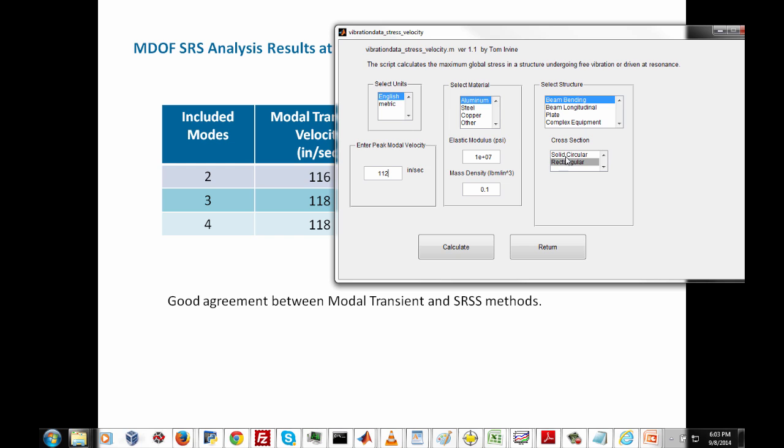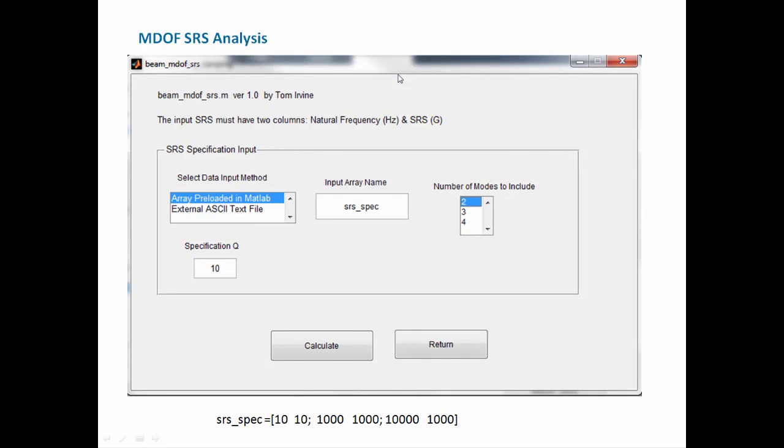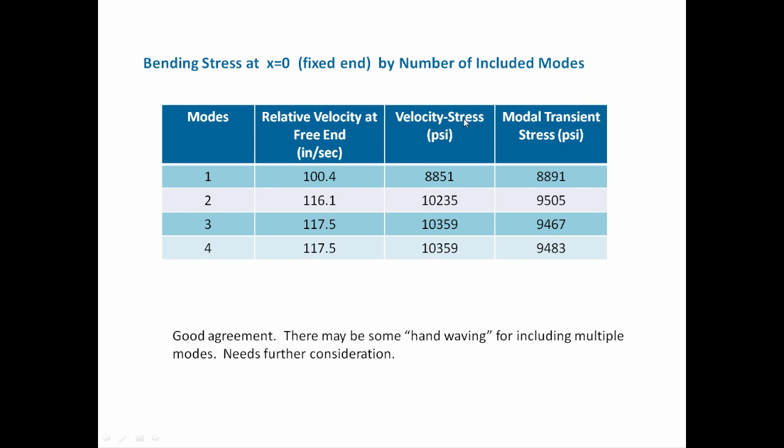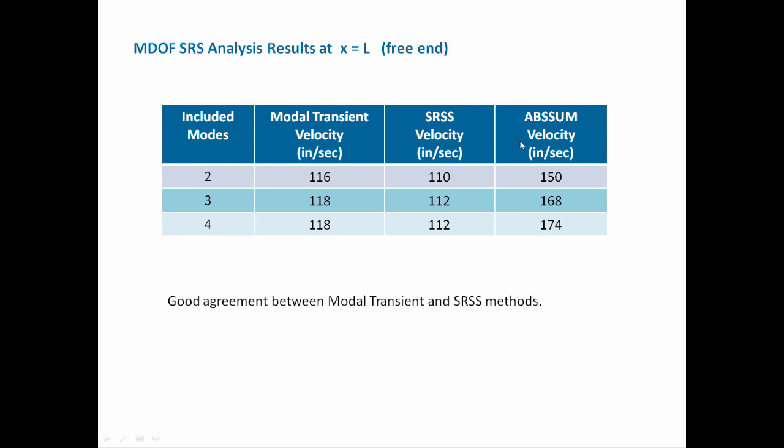Aluminum. Okay, we've got to be careful, get the right cross section. It is rectangular. Beam bending. Okay, wave speed about 200,000 inches per second, and the maximum stress is about 9,873.8 psi. And if we go back and look at a previous slide, yeah, that's a ballpark good number. So this is a roundabout way of saying if you're in a hurry, you don't need to synthesize the waveform. You don't need to go through and do the modal transient. You can just do this shortcut method, the multi-degree of freedom SRS method.